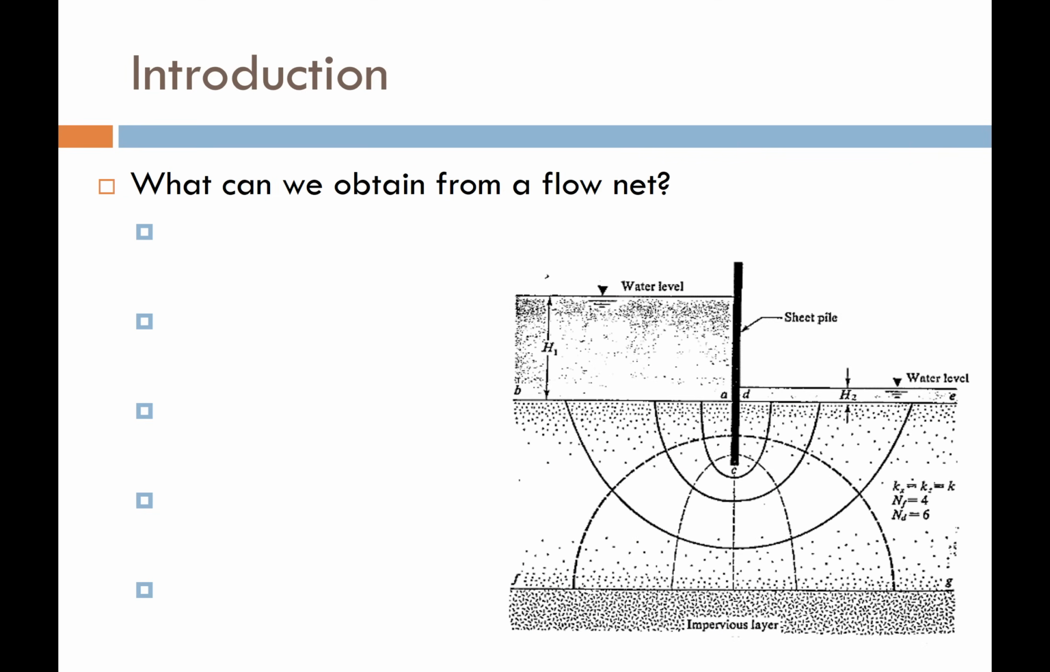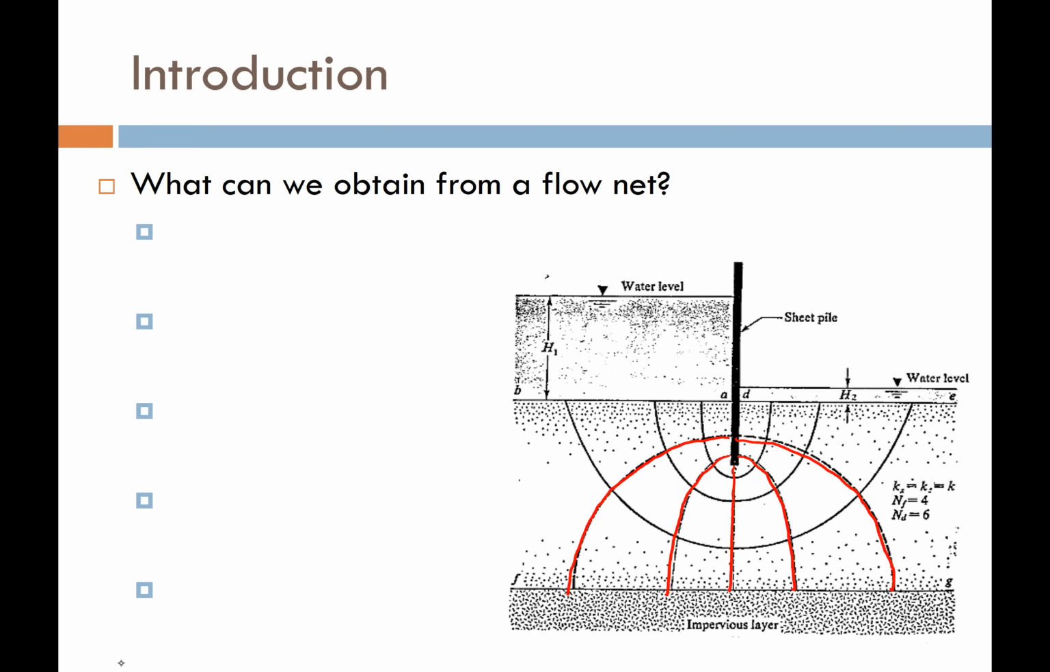So now, say we get a flow net. So here's a great example of a flow net in this little picture here, where these dashed lines that I'm drawing in red, those represent equipotential lines. And then the other black lines represent flow lines. Okay, so what can we obtain from a flow net?